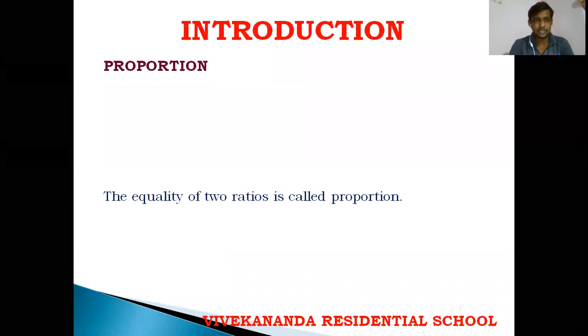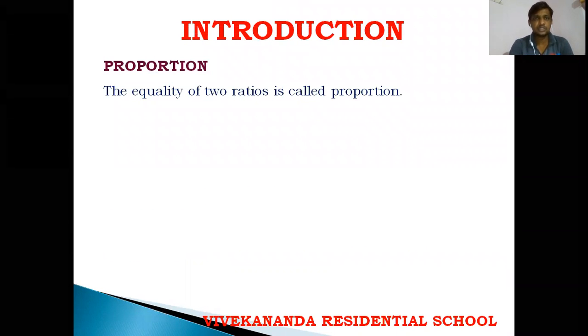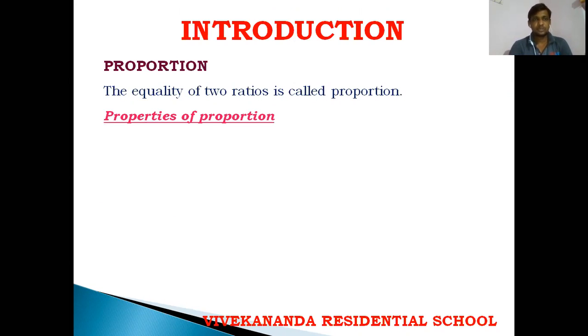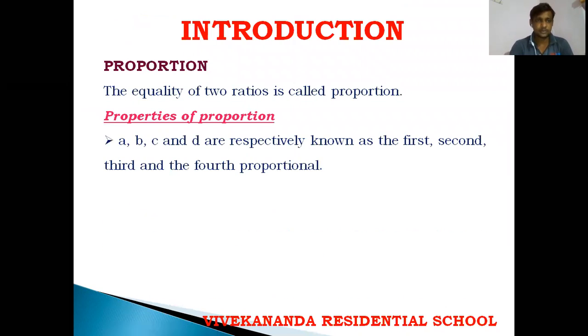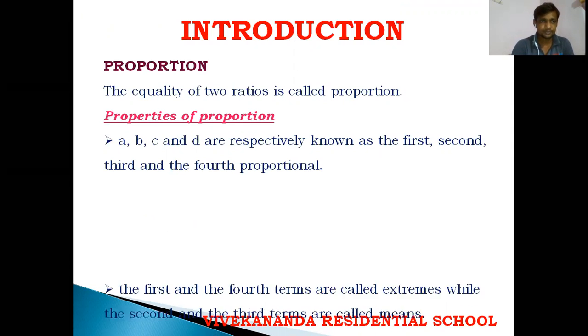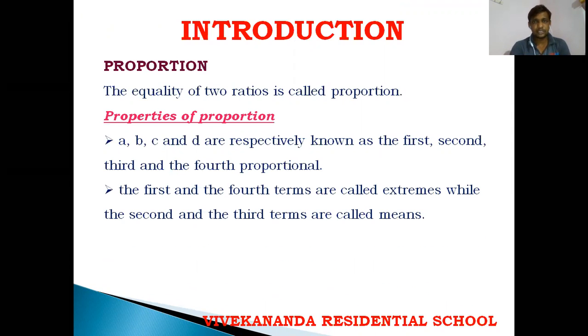What is a proportion? Equality of two ratios is called proportion. That means when two ratios are equal, then those ratios are called a proportion. So here the properties of proportion are: first, if A, B, C and D are respectively known as first, second, third and fourth proportional, A is the first, B is second, C is third and D is fourth. The first and the fourth terms are called extremes and the second and third terms are called means.